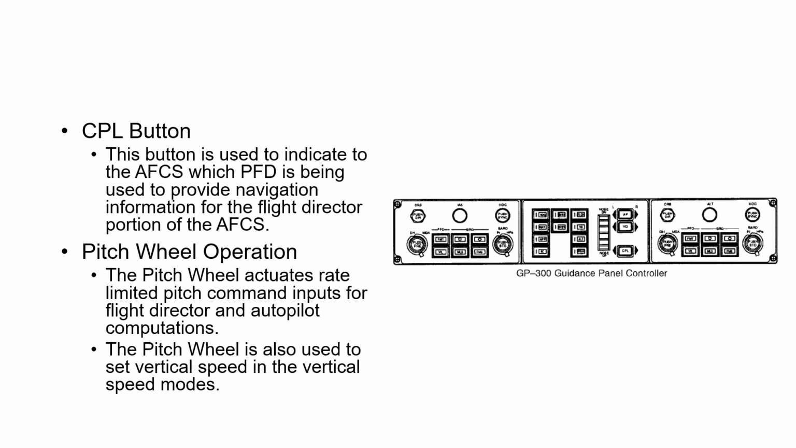The couple button is used to indicate to the AFCS which PFD is being used to provide navigation information for the flight director part of the AFCS. And the pitch wheel operation: the pitch wheel actuates rate limited pitch command inputs for the flight director and autopilot computations, and is also used to set the vertical speed when we're in vertical speed mode.